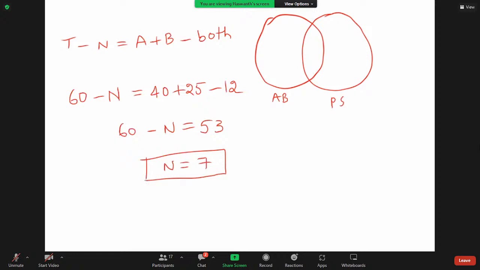So this is one of the simple models present in this Venn diagrams, where we just take this formula, substitute the values, and get the answer in one step. He is asking neither value, then we are substituting what is total, what is set A value, set B value, both. We get neither as 7. Next question also exactly same model.